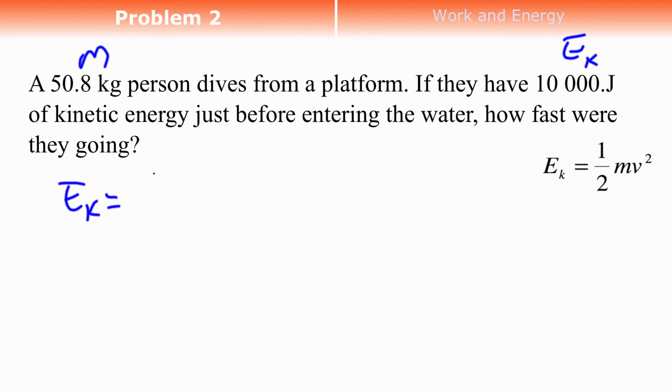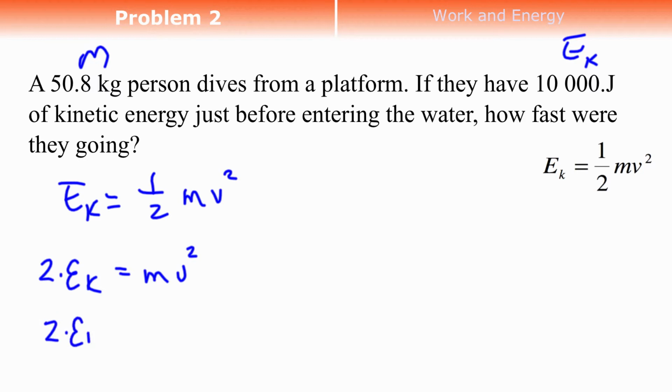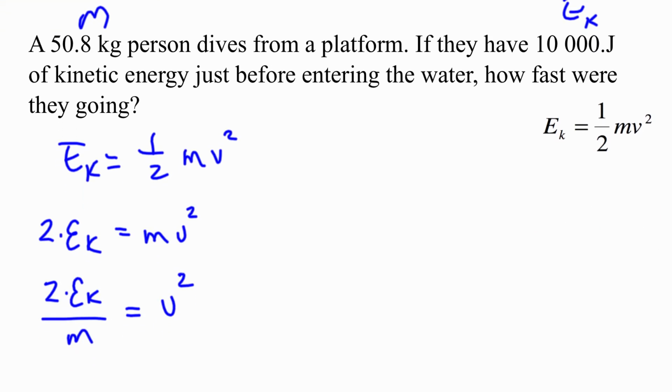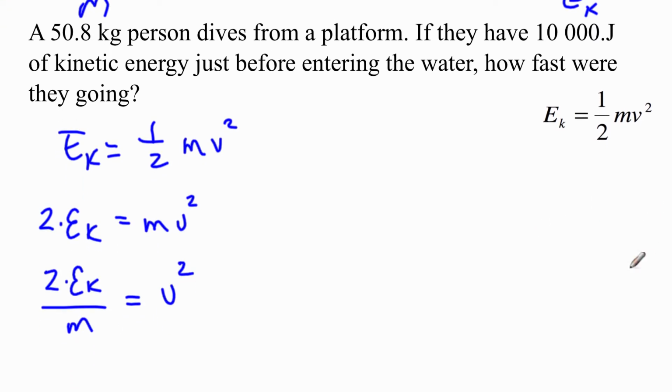So kinetic energy is equal to half mv squared, and I want to solve for v. So I'm going to take the half and I'll multiply it by 2 on both sides, is equal to mv squared. That got rid of the half. Now I get rid of the mass, so I'll divide. So 2 times kinetic energy divided by the mass will give me velocity squared. And then, of course, we'll do a square root from there.